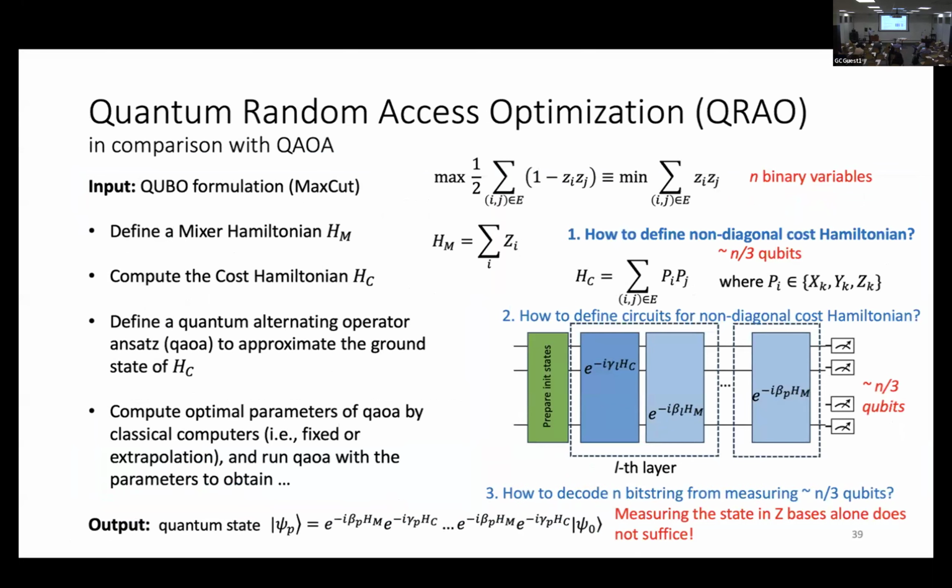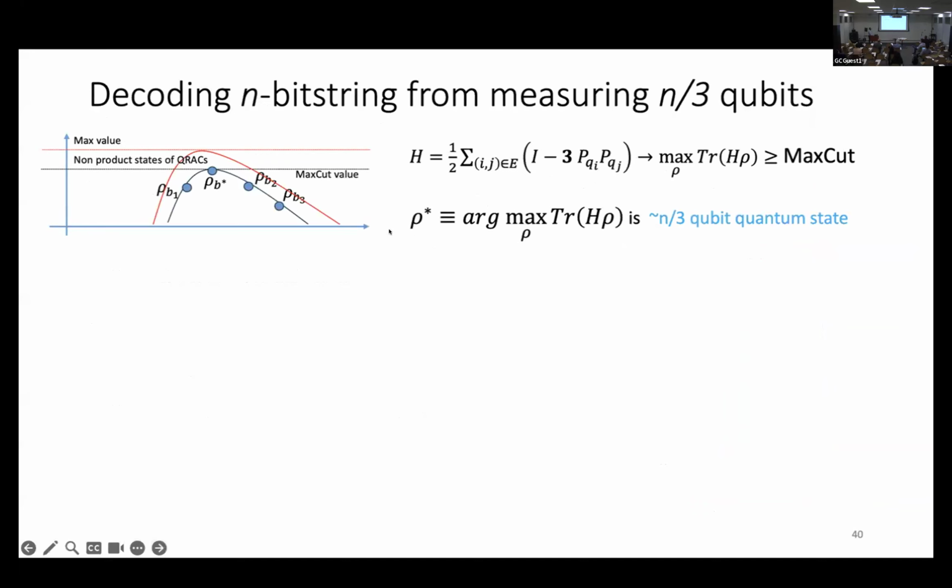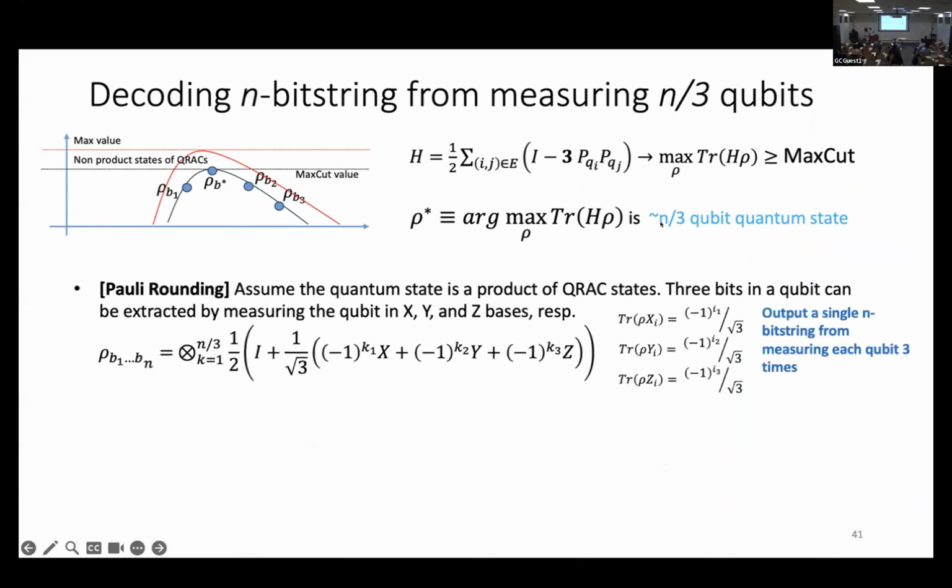Now we got a quantum state with a certain number of qubits. How do I extract an n-bit string from 1/3 of the qubits? This is something that I have to explain for describing this random access optimization. We got this quantum state, for example on the red one, that optimizes this non-diagonal Hamiltonian that encodes my optimization problem. It will be entangled, with the number of qubits being 1/3 of n.